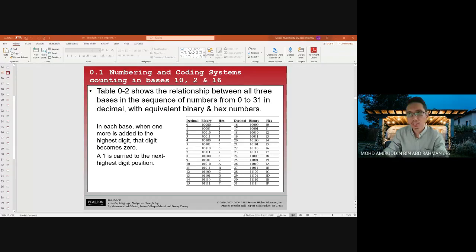and then hex back to decimal and also back to binary.